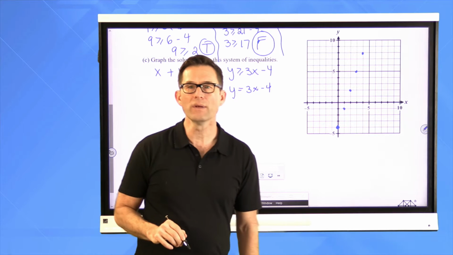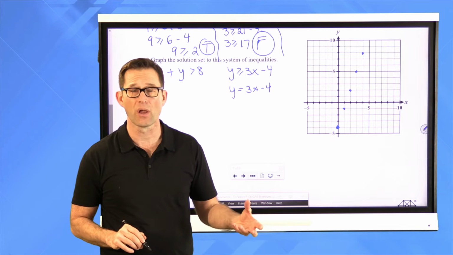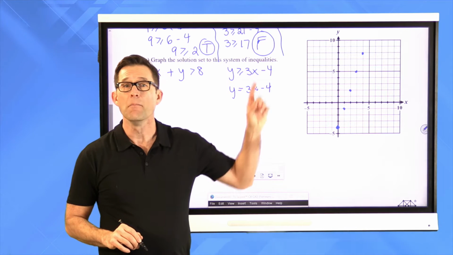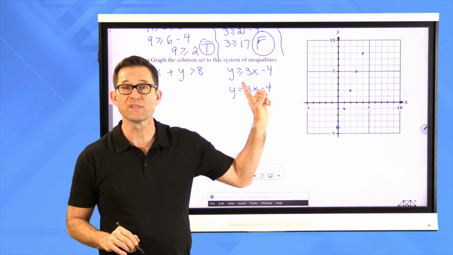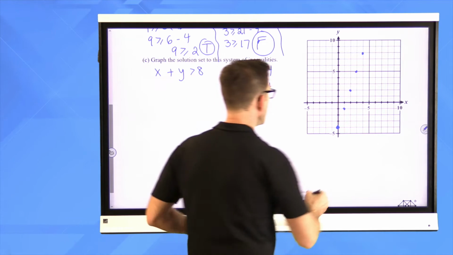Keep in mind, once I've plotted those points, I have to decide whether or not I need to connect them with a dashed line or a solid line. Because this inequality includes the equal sign, I'm going to connect those points with a solid line. Here we go.